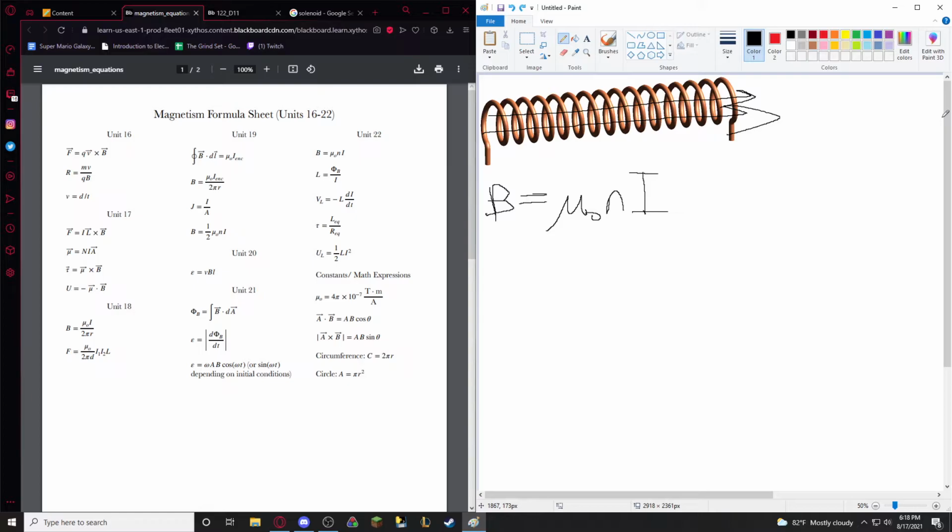So we have this solenoid which has a certain inductance. What exactly is inductance? There's a formula here on your formula sheet for inductance. Oh, I thought you were actually asking what the term inductance actually means.